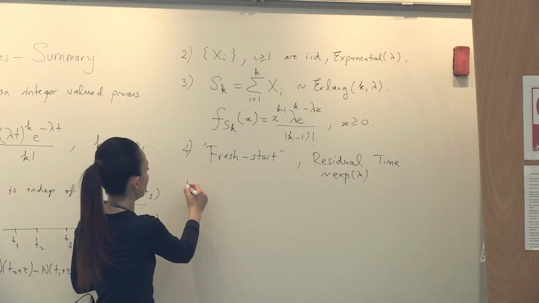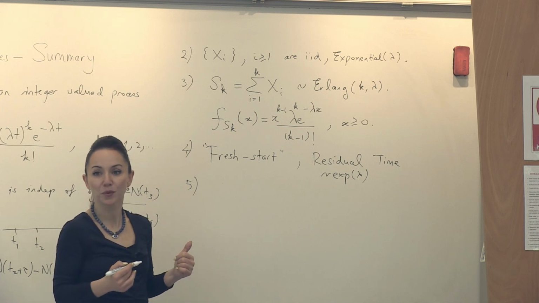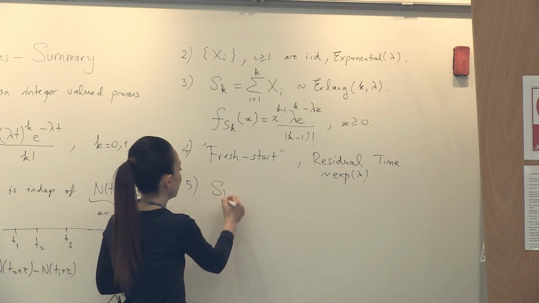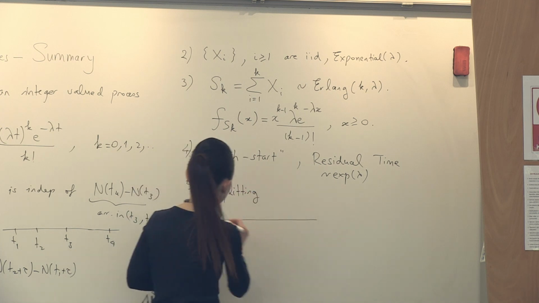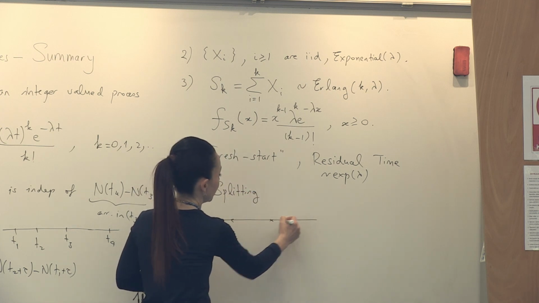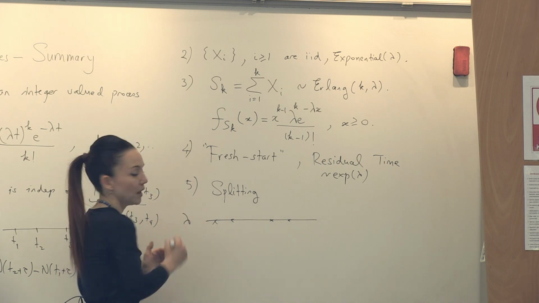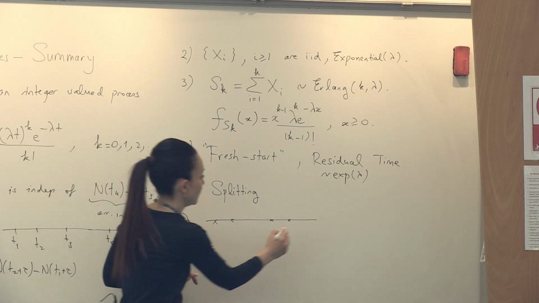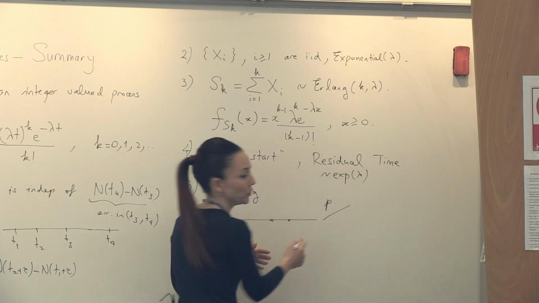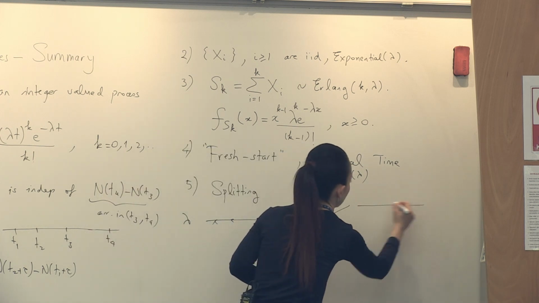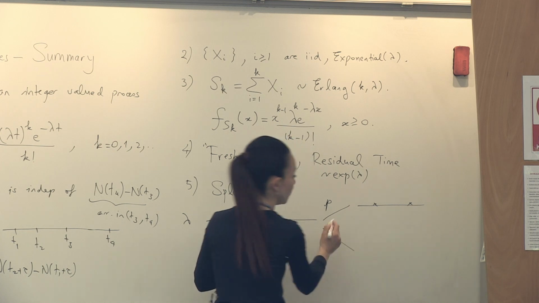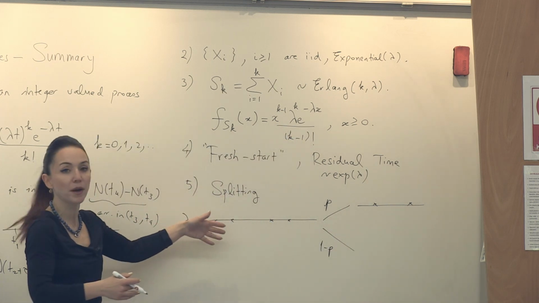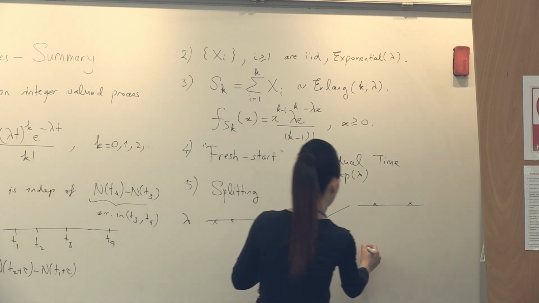What else did we study? We talked about splitting and merging Poisson processes. So let's talk about the splitting result. When you take a Poisson process at rate lambda and take every arrival and independently send it to one process with probability p and another process with probability 1 minus p, and do this independently for every arrival.